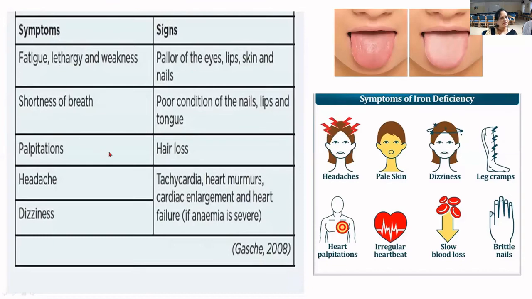Yes. So symptoms, read this. Symptoms of iron deficiency anemia are fatigue, lethargy, and weakness. If you don't eat, you will not get energy. You will also develop iron deficiency. Symptoms are fatigue, lethargy, and weakness, shortness of breath, palpitations, headache, and dizziness. And the signs with which the patient will come are pallor of the eyes, lips, skin, and nails, poor condition of the nails, lips, and tongue, hair loss, tachycardia, heart murmurs, cardiac enlargement, and heart failure if anemia is severe.